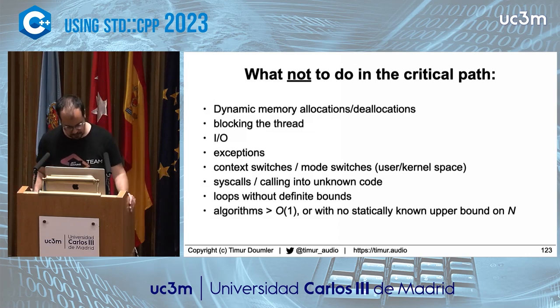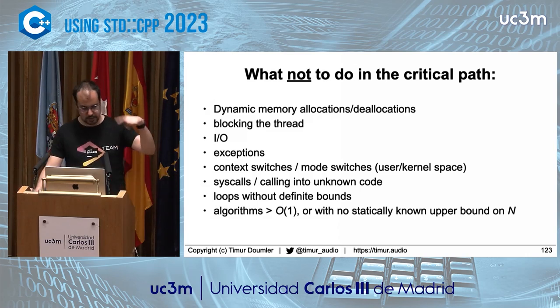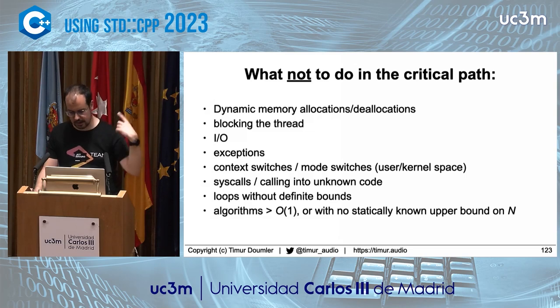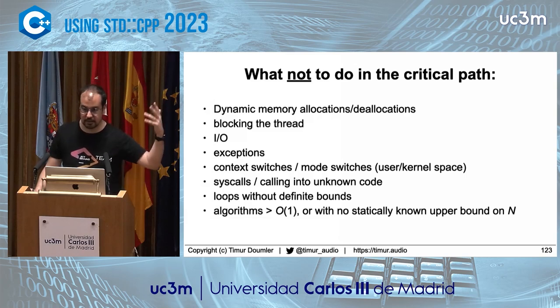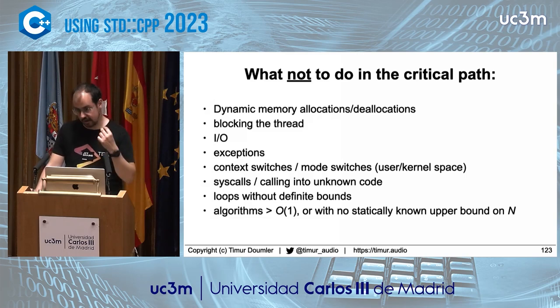And you don't want to have loops if you don't know exactly how many loop iterations max you're going to get. And you don't want any algorithms that are O of n or O of log n. You don't know what n is, right? N is a runtime property. Then you can't reason about how long it takes for this code to execute. You cannot reason about the code being not longer than your deadline, and therefore it's not real-time safe.